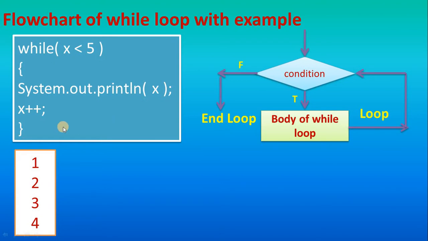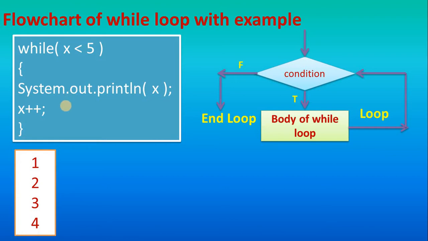Now here is the output of the program. If the condition is true, it will run this part. Suppose we assume the value of x is 1, that is the initial value. 1 is less than 5, so it will print 1. Again the value is incremented by 1, so 2 is less than 5, it will print 2. Again incremented by 1, the next value is 3, 3 is less than 5, so it shows the value 3. Incremented by 1, the next value is 4, 4 is less than 5, so it shows 4. Then the next value is 5, so the condition is false and the loop will exit. In this way it will work.